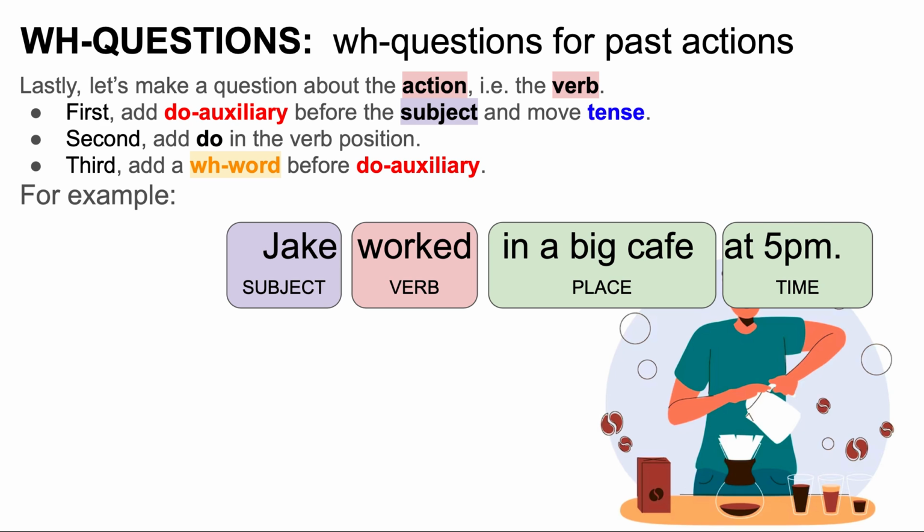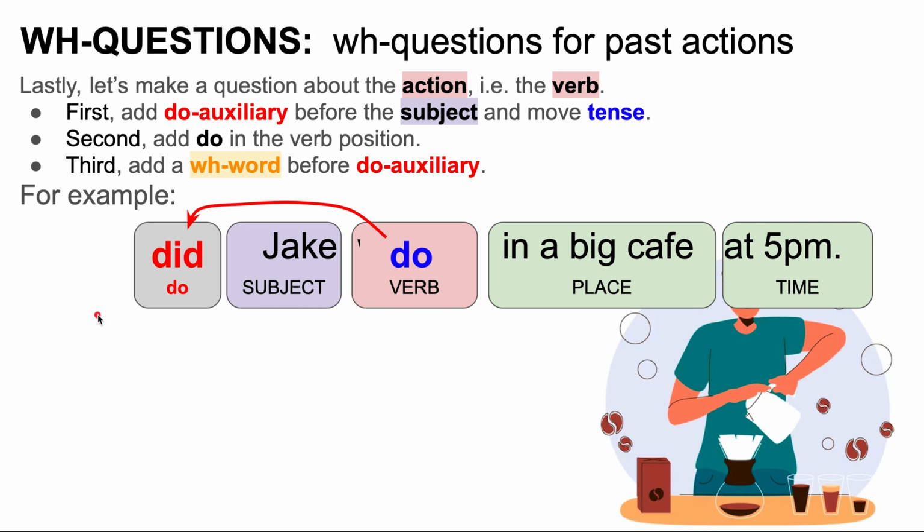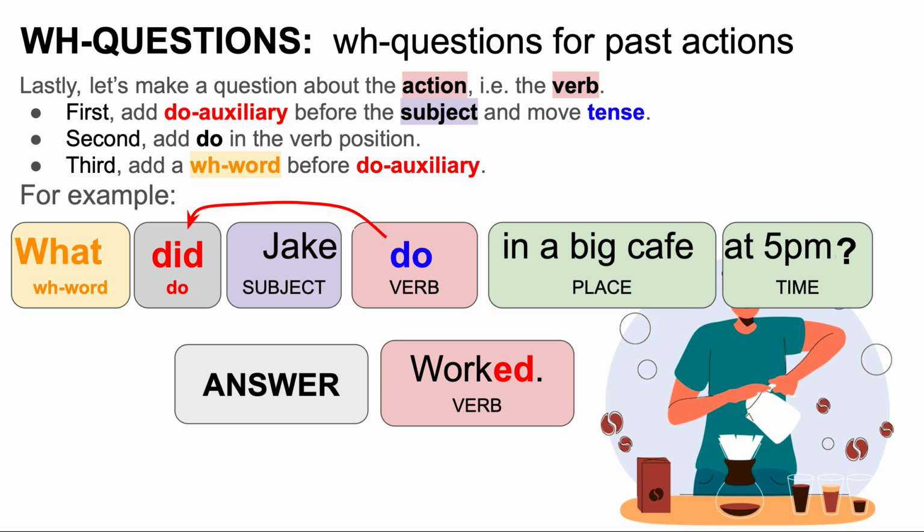Now, let's just say I don't know the verb. I don't know the action. So I know Jake in a big cafe at 5 p.m., but I don't know the verb. So again, I need to add the do auxiliary. And again, do will receive the tense, so did. Next, because I don't know the verb, I add do in the verb position. And because I want to know what the verb is, I add a WH word. The WH word for verbs is what. So my question is, what did Jake do in a big cafe? Answer, worked.